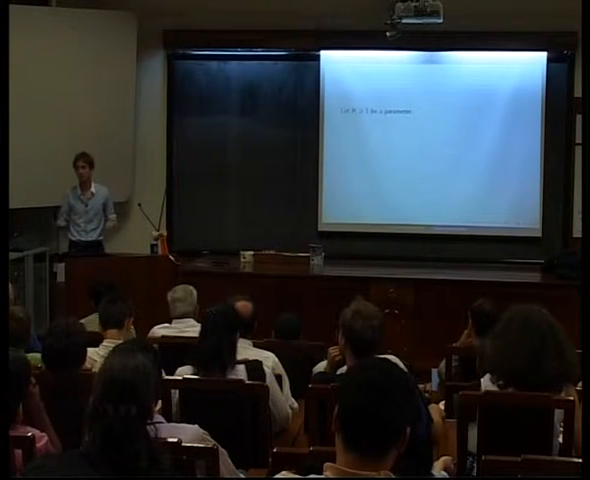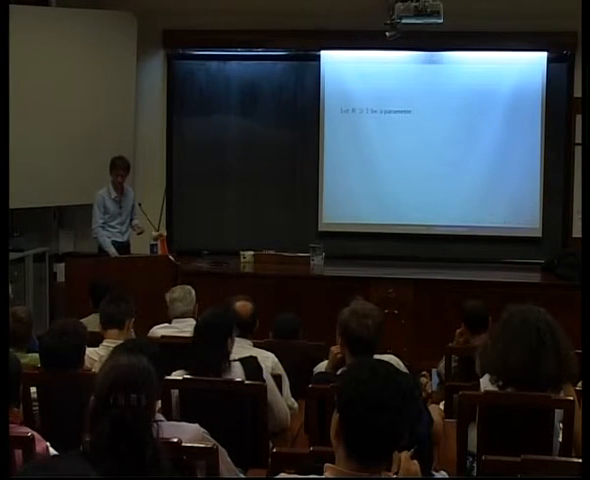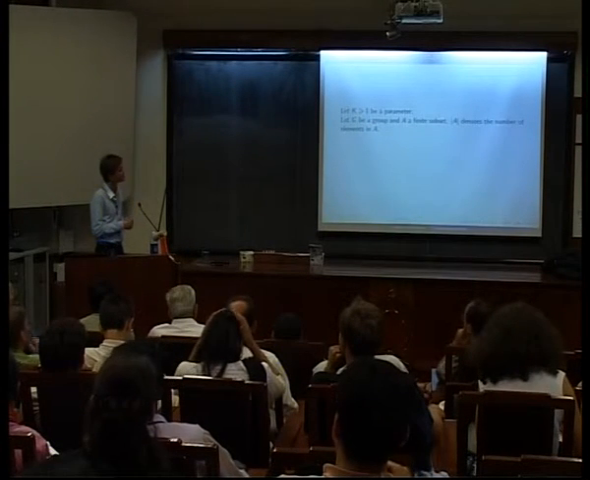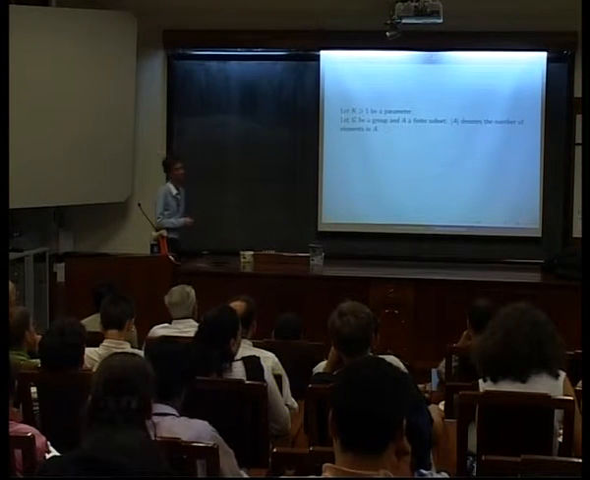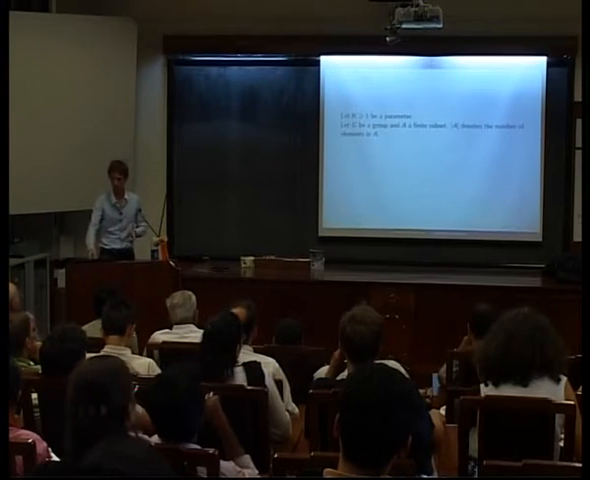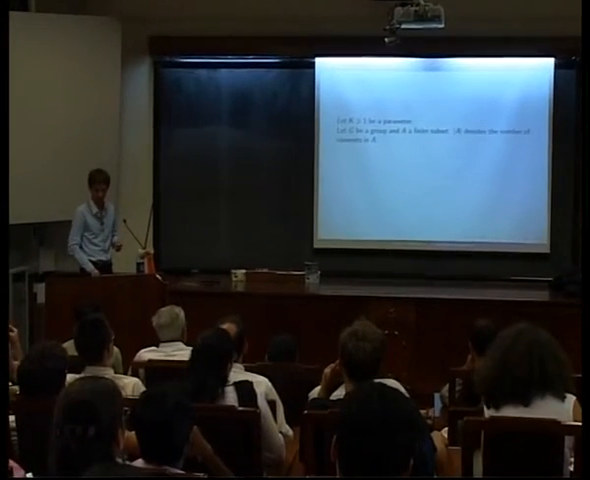I'm going to talk about the non-commutative Freiman problem. So here's the problem. Let K be a number, a parameter. Let G be a group, and A a finite subset. By A between two bars, I will denote the number of elements in A.